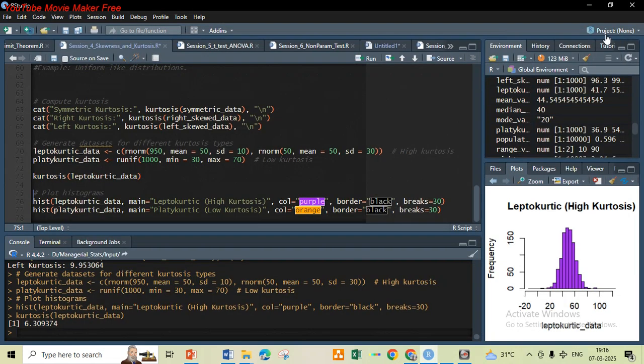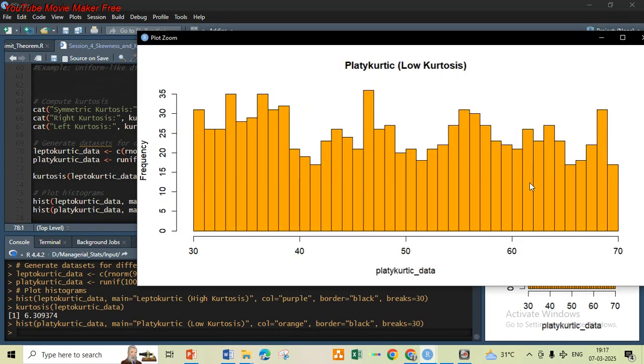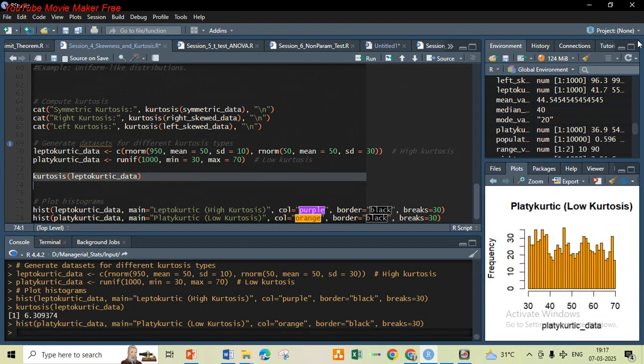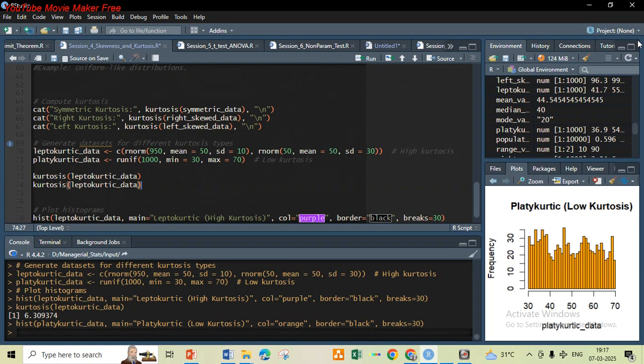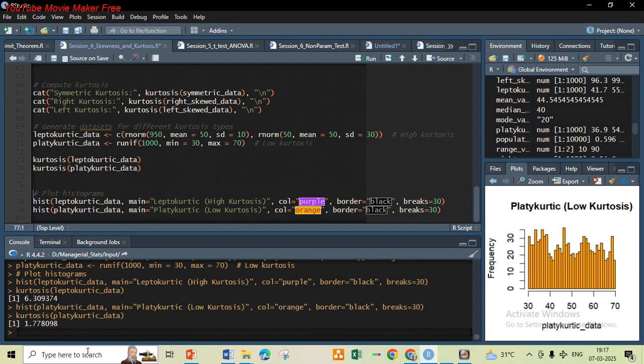Another example is that of the platykurtic data, which we do not see any sharp peaks here at all, right? And that is why this type of distribution can be called platykurtic. And if we similarly look at the kurtosis value, we see it is lesser than 3, so 1.7, right? So this is an example of a platykurtic data.